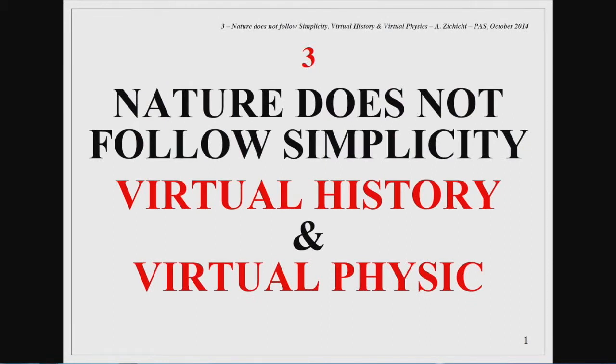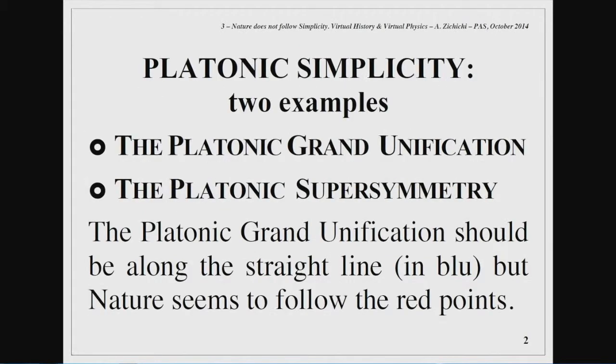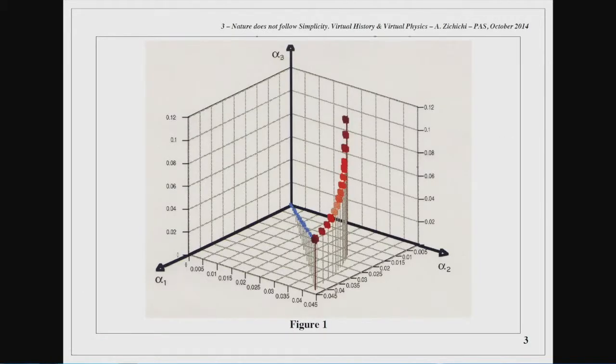Now, the next point is very interesting. Nature does not follow simplicity. And this is how visual history and visual physics comes into the analysis. Platonic simplicity has two examples: the Platonic grand unification and the Platonic supersymmetry, which I will try to illustrate very briefly. This is the Platonic grand unification.